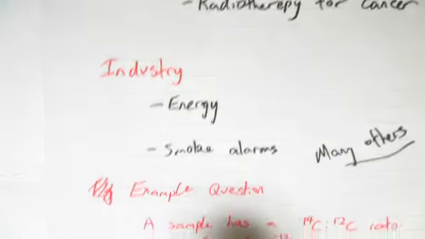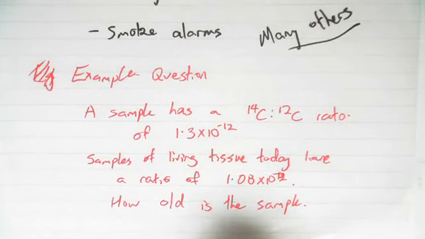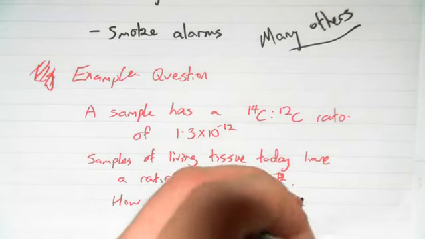So, a bit of an example question. You have a sample from a long time ago with a 14C to 12C ratio of 1.3 times 10 to the minus 12. Samples of living tissue today have a ratio of 1.08 times 10 to the minus 12. So how old is the sample?